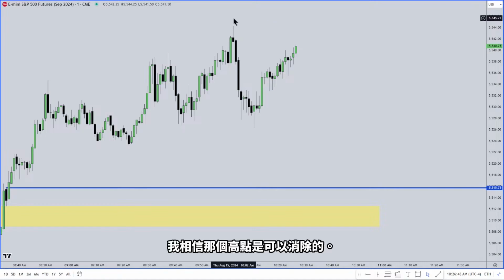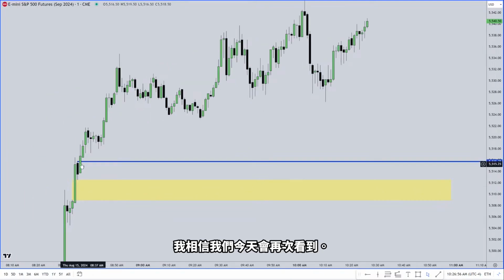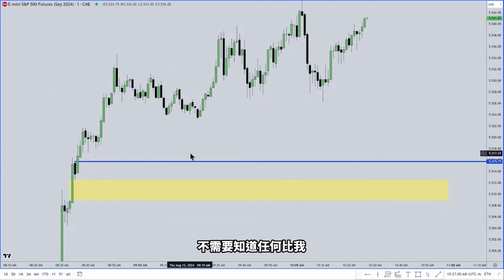So you're understanding, I believe that high could be taken out. But this afternoon, going into lunch or post-lunch, this gap and this level right there, I believe we're going to see that again today. That's what I would go into the afternoon with, without me knowing anything more than I have in the chart right now. I would look for those levels to be traded to.